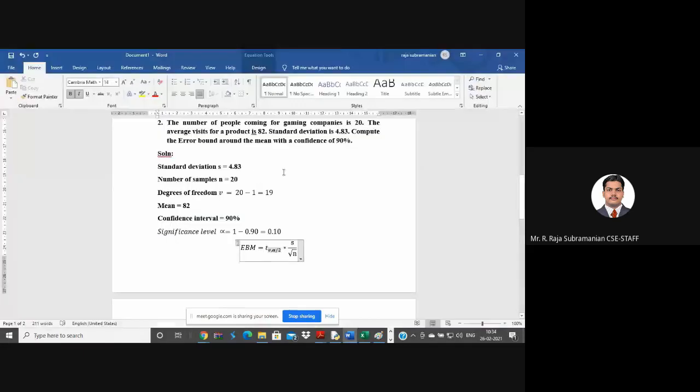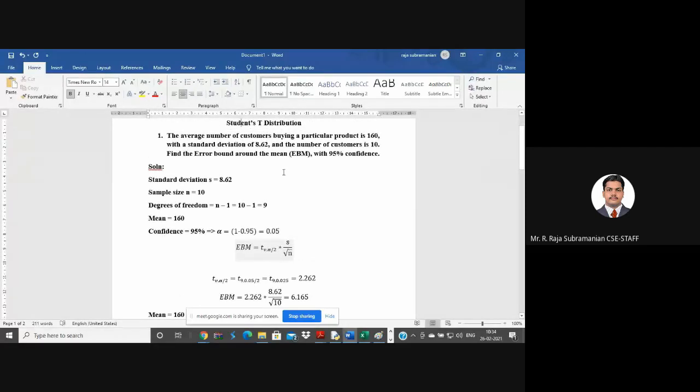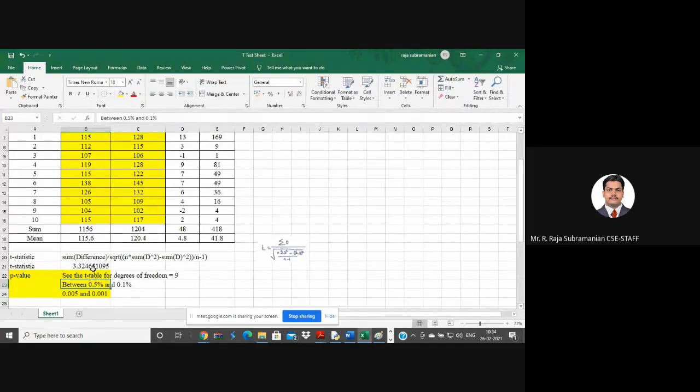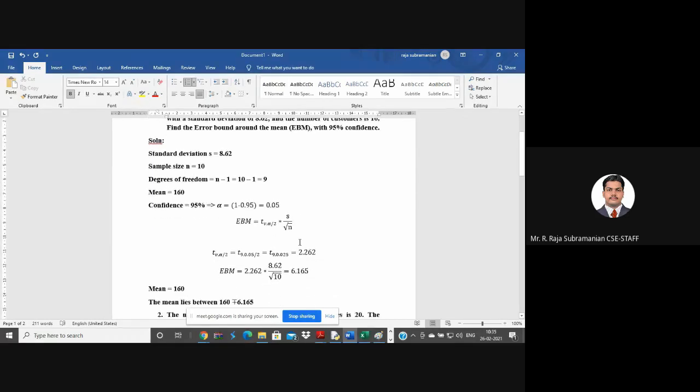In case 2, what I will be doing, I'll be giving you the mean, the standard deviation, the number of samples and the confidence interval. In this case 1, you will not have the confidence interval because you are the person who is going to find the significance level. But here the confidence interval will be given and you can find the significance level based on whether it is going to be two-tailed or one-tailed. Default is going to be two-tailed, right? So you apply the error bound around the mean and calculate the mean value.